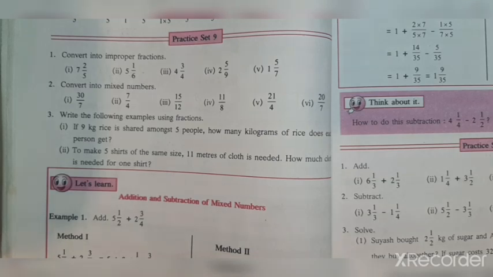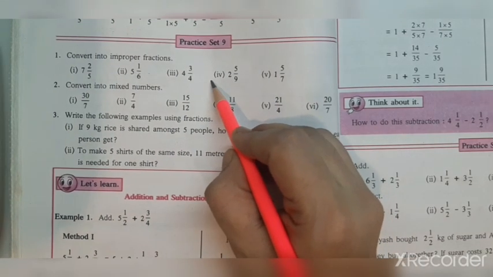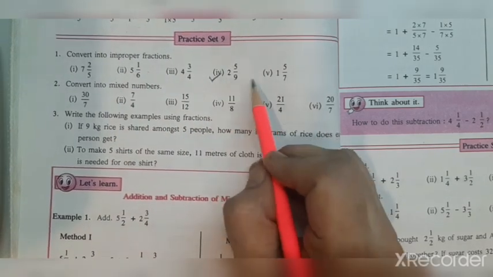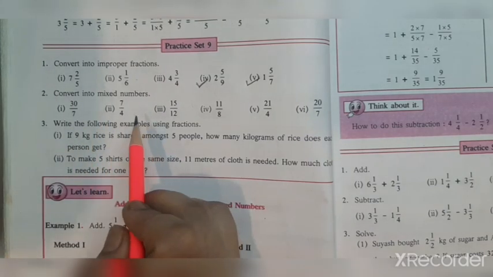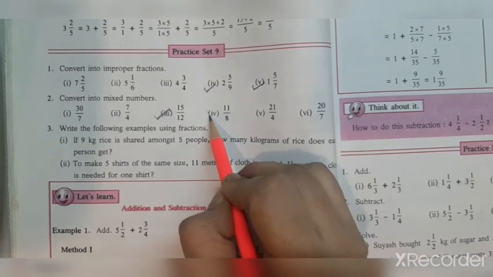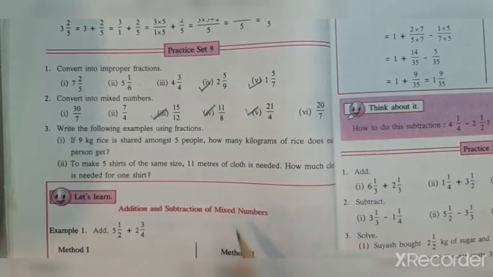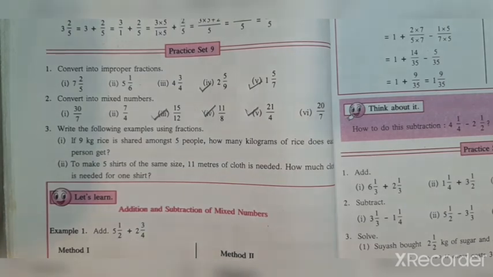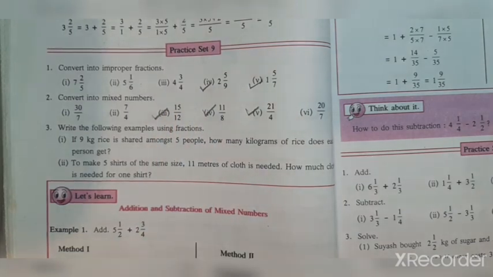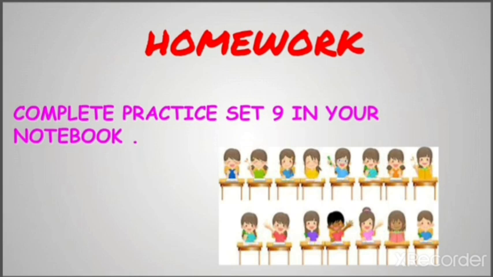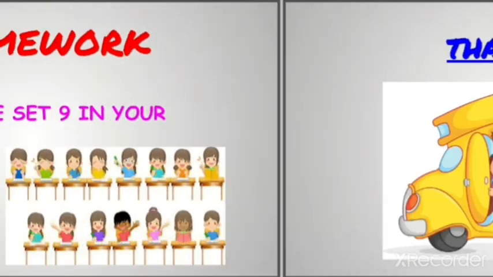In practice set 9, in the first part, the 4th and 5th sum is for homework. Then in the second part, the 3rd, 4th and 5th sum is for homework. So these 5 sums are for homework. Rest of the sums I have solved. So you will write all these sums along with the homework sums in your notebook. Homework: complete practice set 9 in your notebook. Thank you.